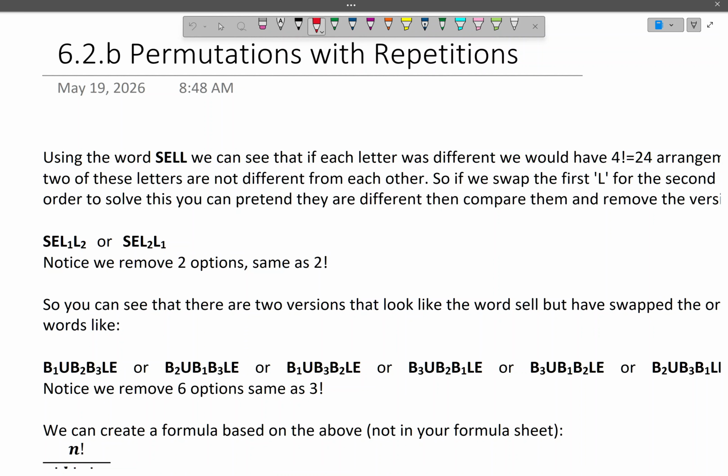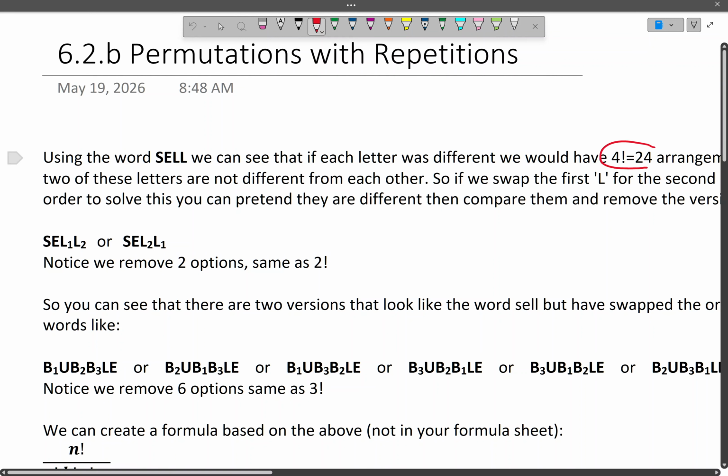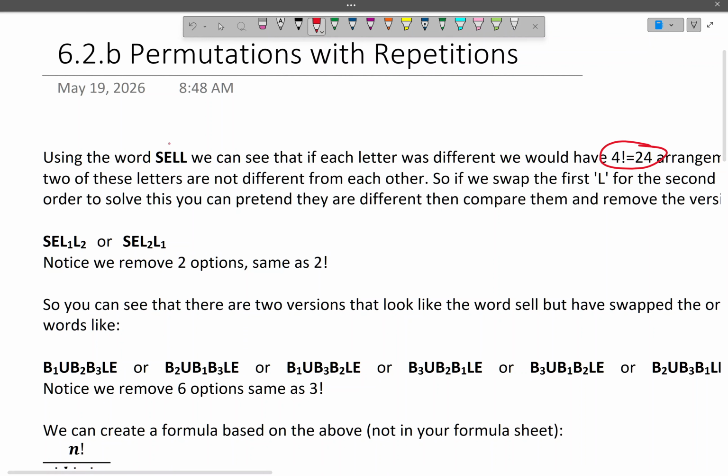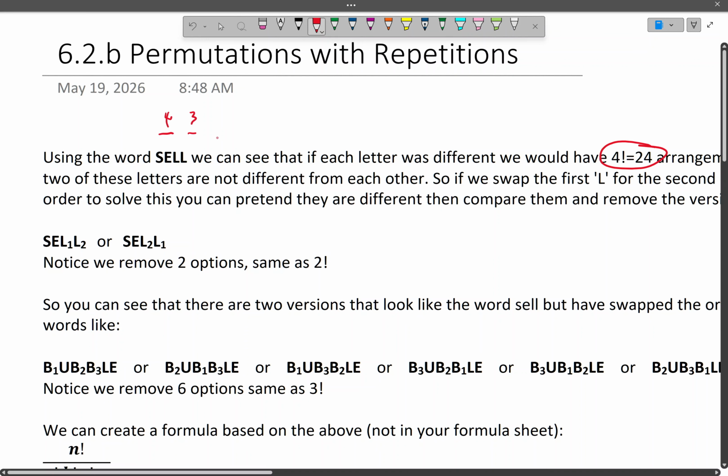So if we take a look at the word cell, S-E-L-L, we can see that if every letter was different, based off the last video, we would be at 4 factorial, which is 24 options, because every letter can go in any one of the 4 spots, and that's it.